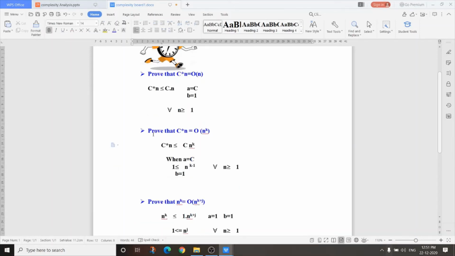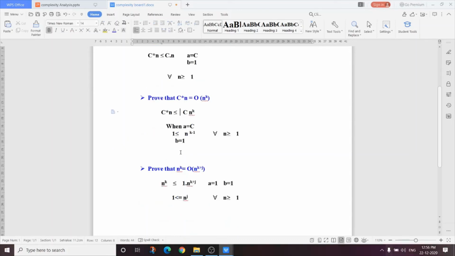Our next example is prove that c into n equals order of n to the power k. From the definition, we can write c into n less than or equal to a into n to the power k. If we write c in place of a, then c into n is less than or equal to c into n to the power k for all n greater than or equal to 1. So 1 is less than or equal to n to the power k minus 1, that is for all n greater than or equal to 1, that is b equals 1. So if a equals c and b equals 1, we can say that c into n is equal to order of n to the power k.